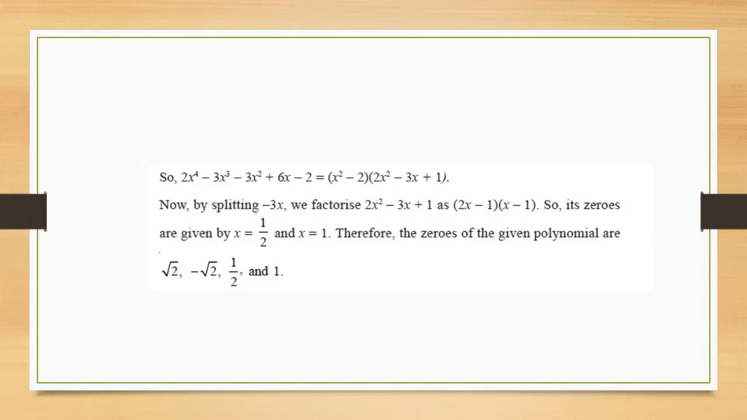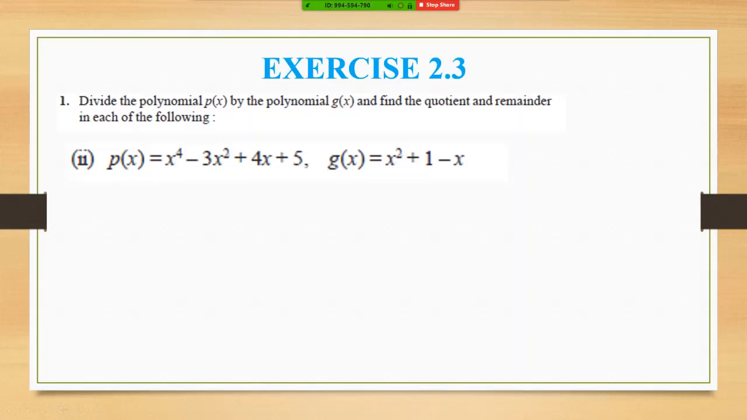That is exercise 2.3. Start. Divide the polynomial p(x) by g(x). Give me the remainder and the quotient. Come on, start. So as it is, remaining sums go for home.